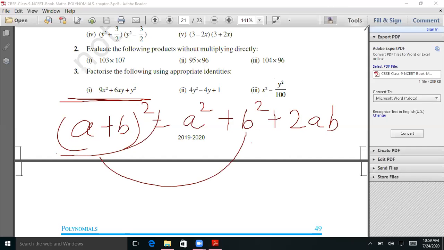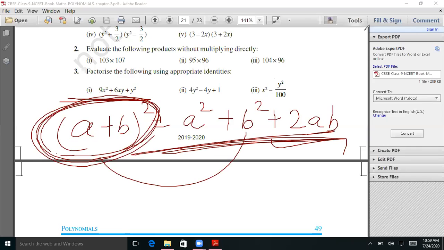So if we have given in the question this kind of expression, a plus b whole square, then we expand it like this, which is given in the right hand side. And if we are given this type, a square plus b square plus 2ab, then we can write it as a plus b whole square. So we can write it in factorization form then. How to do it?